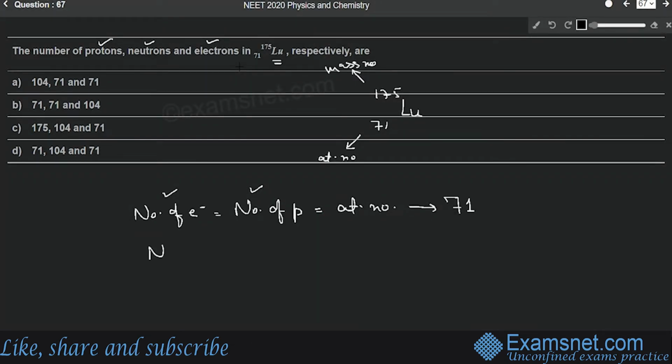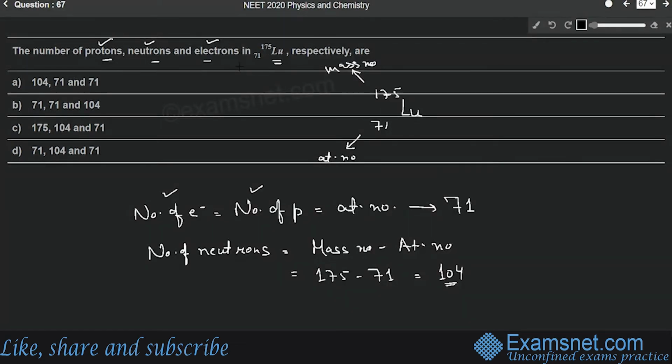Now what will be the number of neutrons? Number of neutrons is equal to mass number minus atomic number, or minus number of electrons. So mass number is given as 175 and atomic number is given as 71. So what will we get here? 104. That means there will be 104 neutrons in this. So first we have to tell proton, then neutron, then electron. That means 71, then 104, then 71. That means option D will be the correct answer.